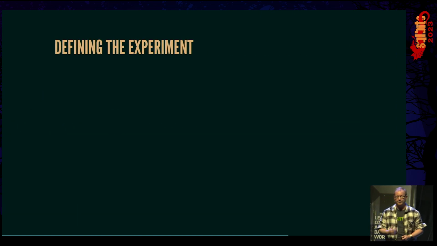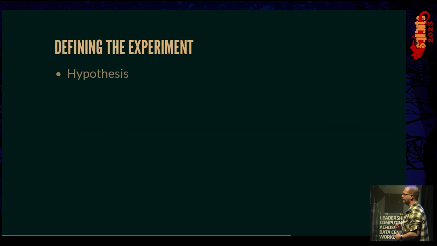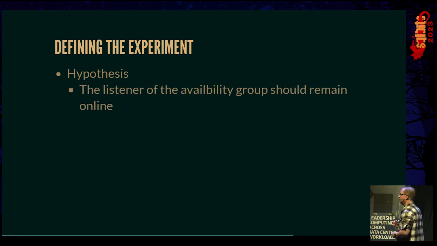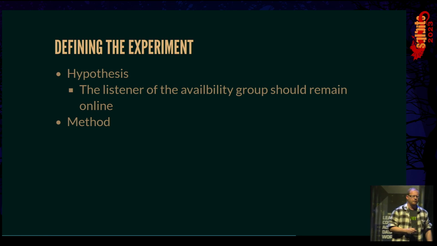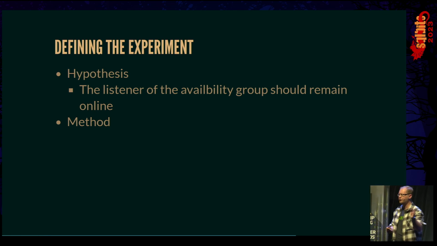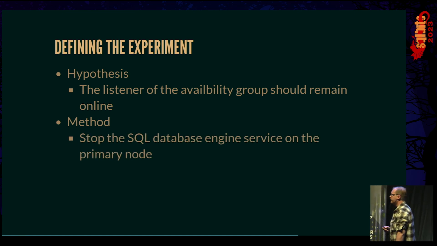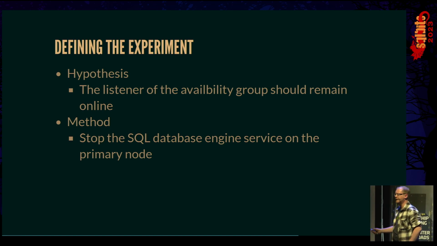So how do we define the experiment? Well, we start off with a hypothesis, which is that the listener of the availability group remains online. Method: how do we perform this test? Now, we can say ALTER AVAILABILITY GROUP FAILOVER, but it's not really how it's going to work in the wild. Let's shut down the database engine service on the primary node and see what happens.